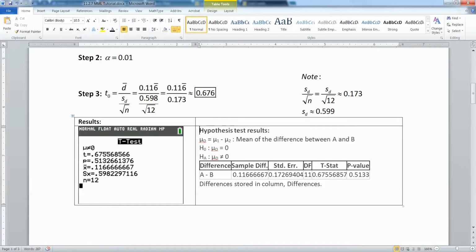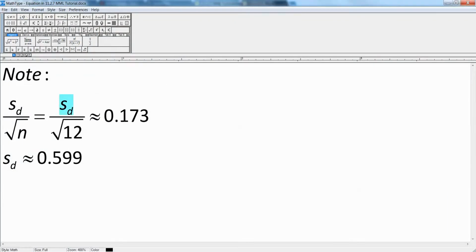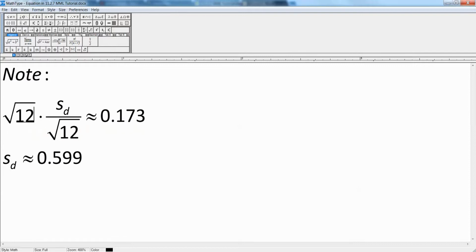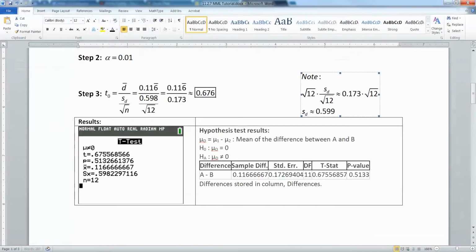So if on an exam I give you this part over here and not the calculator, what I could ask you to do is say, hey, the standard error is 0.173, calculate the standard deviation. In which case you'd have to do this. Standard deviation over the square root of 12 is equal to 0.173, and you'd multiply both sides by the square root of 12, in order to find what the standard deviation approximately was. It's about 0.599 if you do it that way. The calculator gives it to you. Conversely, I could give you the calculator output and ask you for the standard error. So both of those are problems you should know how to do.